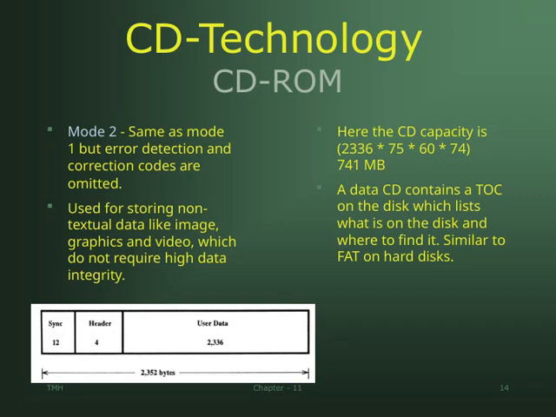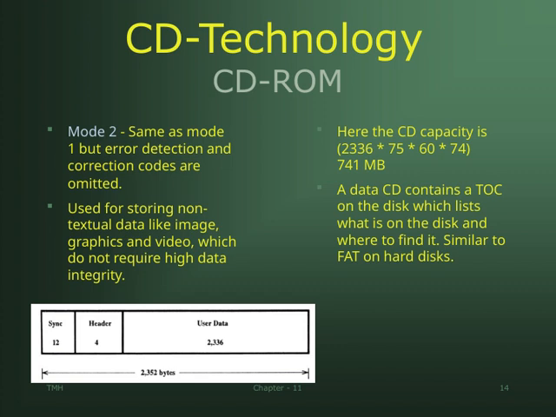Let's talk about CD technology, specifically CD-ROMs. Now, in Mode 2, it's quite similar to Mode 1, but the key difference is that error detection and correction codes are left out. This makes Mode 2 suitable for storing non-textual data like images, graphics, and videos, which don't need the same level of data integrity as text files.